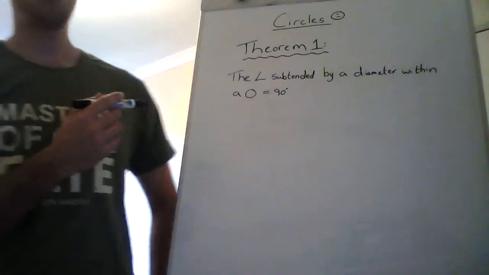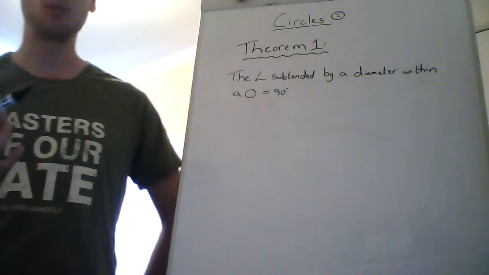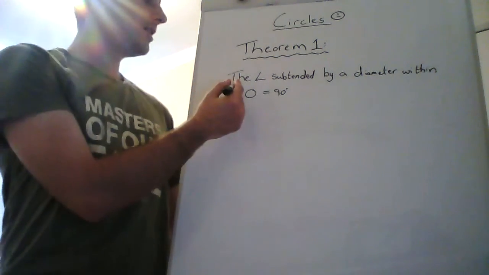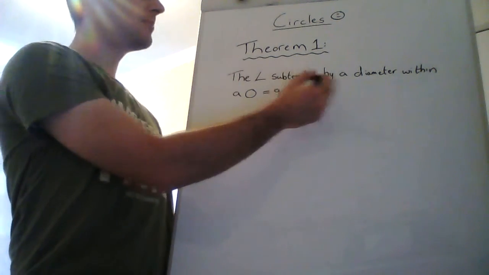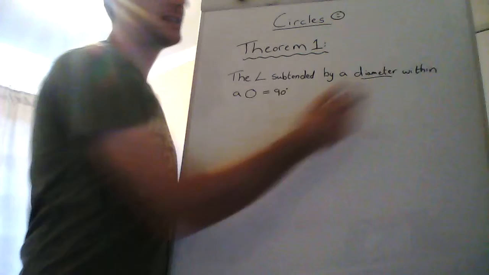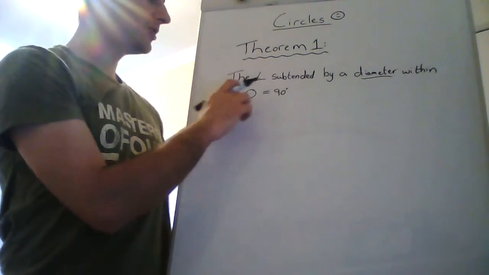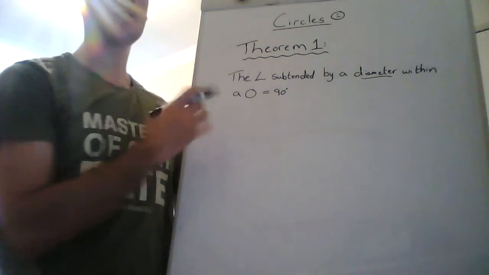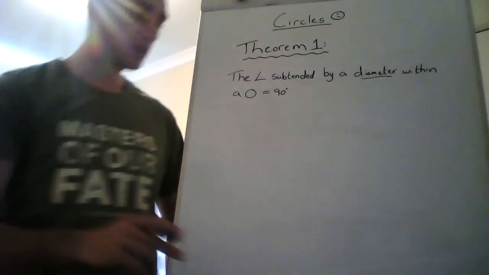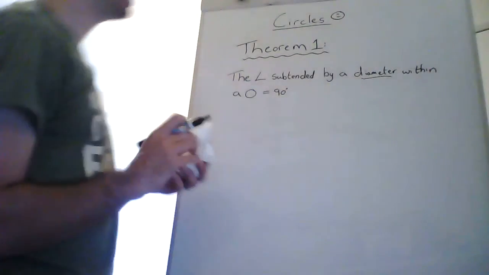So theorem number one can be stated in a number of ways. In words, this is where I spoke about subtending as well. The angle subtended by a diameter within a circle, sorry, this is a little circle I've drawn, equals 90 degrees, or it's perpendicular. So what does that mean for us visually?